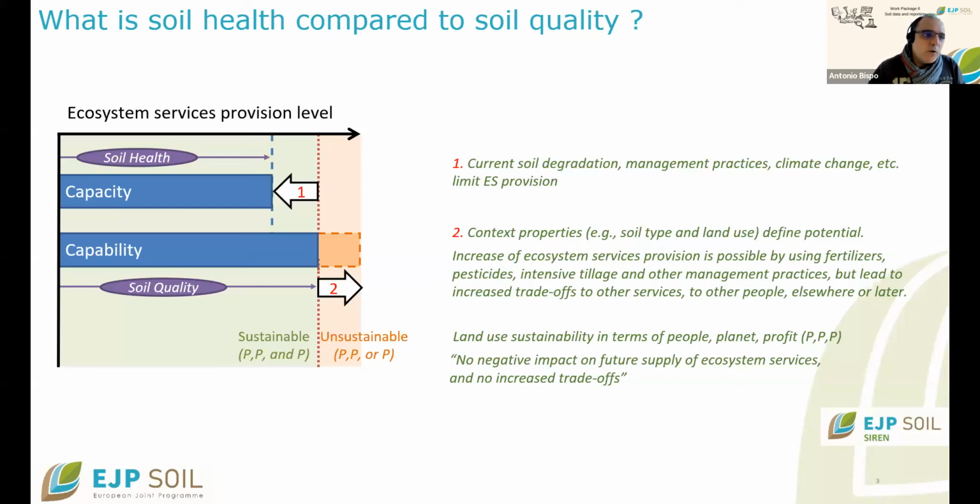So that's the way we see the difference between the soil quality and soil health, meaning that quality is a capability of the soil to sustain, to deliver ecosystem services. And so the soil health can be seen as a capacity, a current status, a current situation. So there's a difference for us between soil quality and soil health.